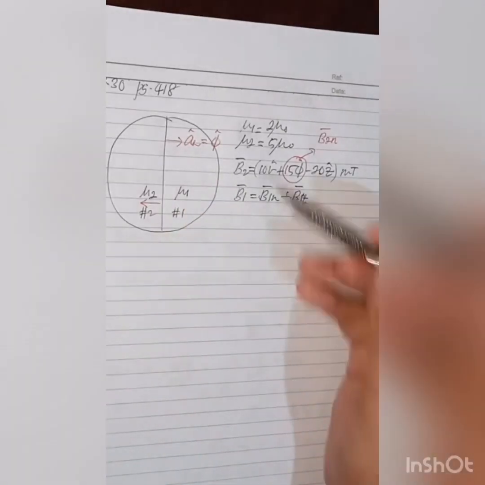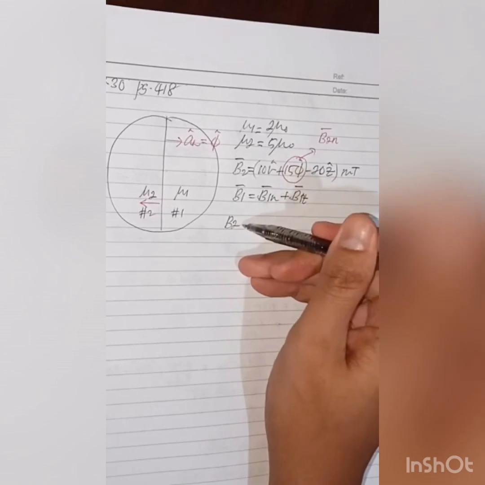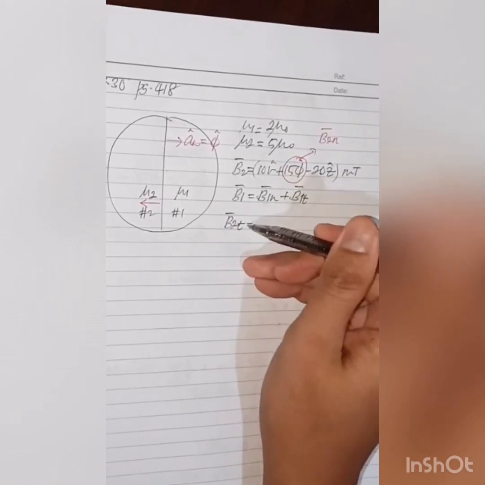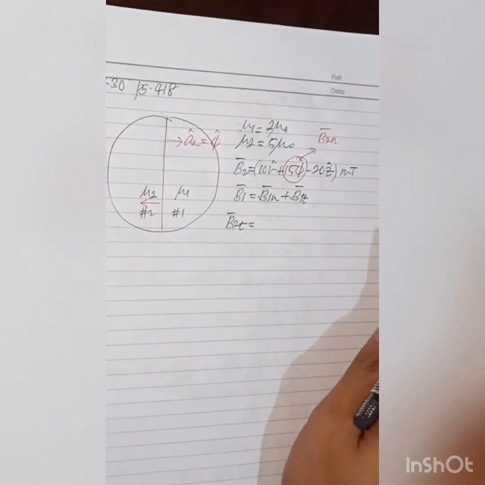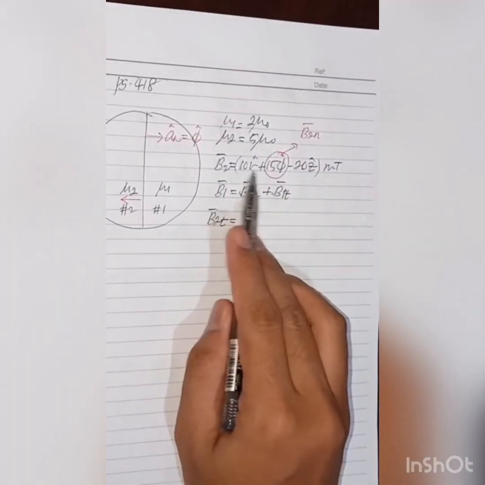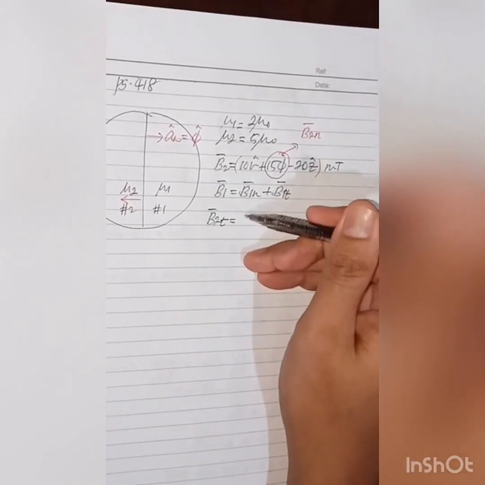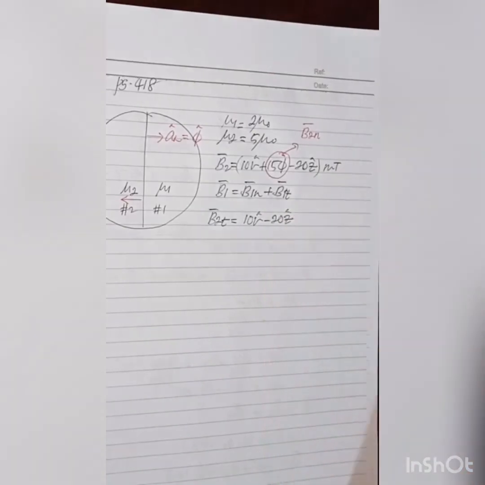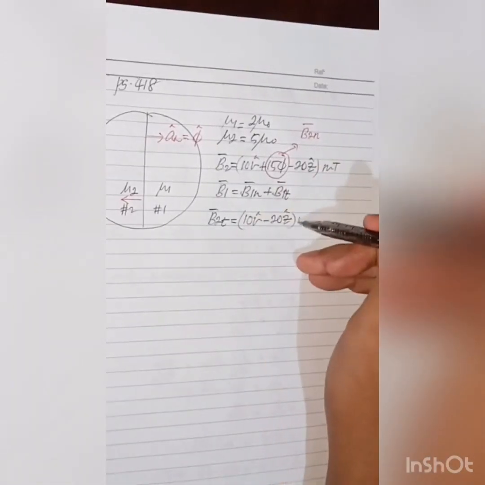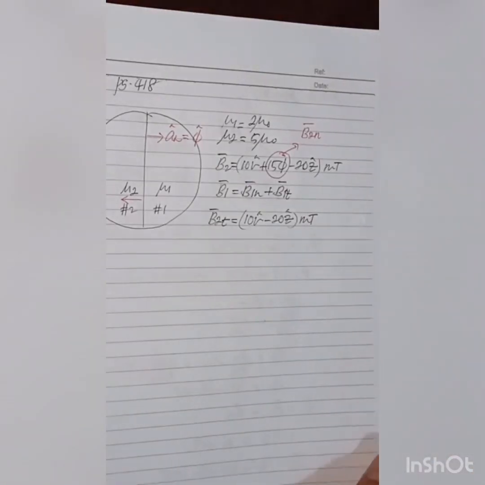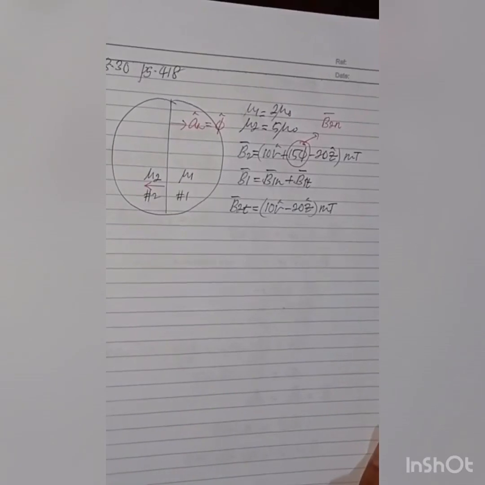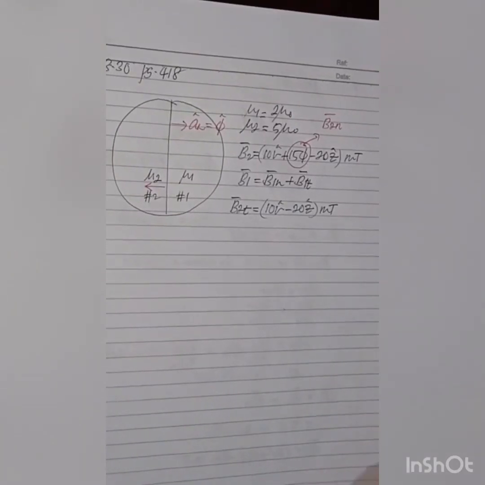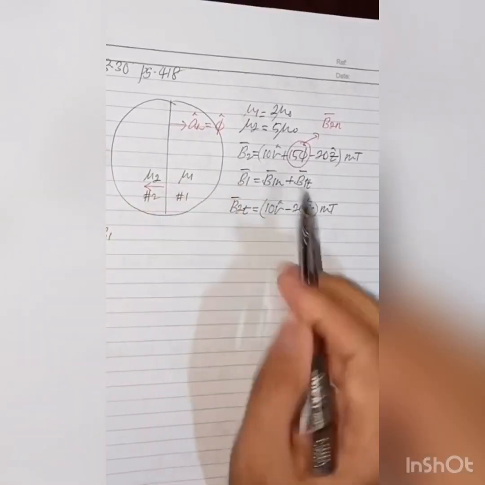Then the B2 tangential belongs to the rest of the components, which is 10R minus 20Z, so B2T is equal to 10R minus 20Z component in millitesla. Okay guys, this is our first step: we need to define which one is the normal component and which one is the tangential component. It depends on the structure.